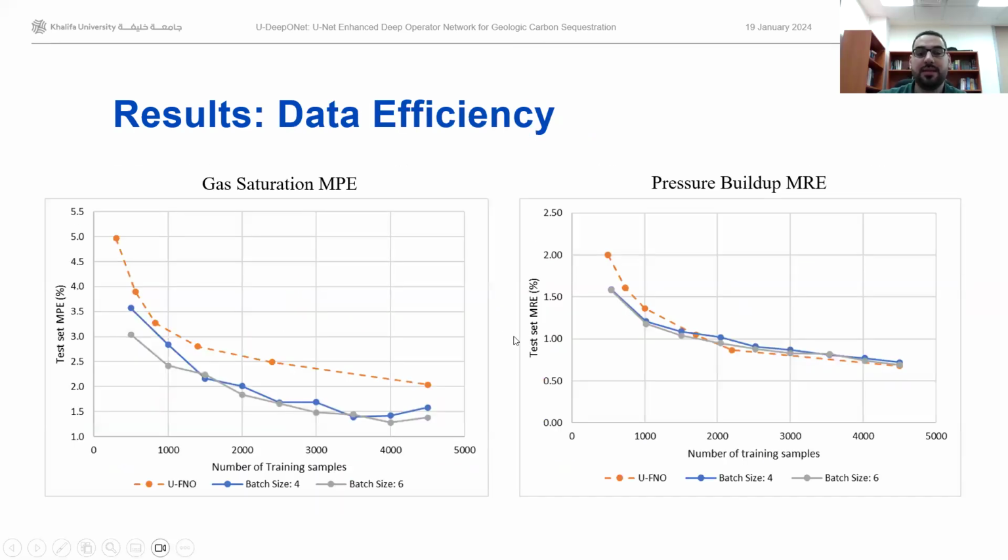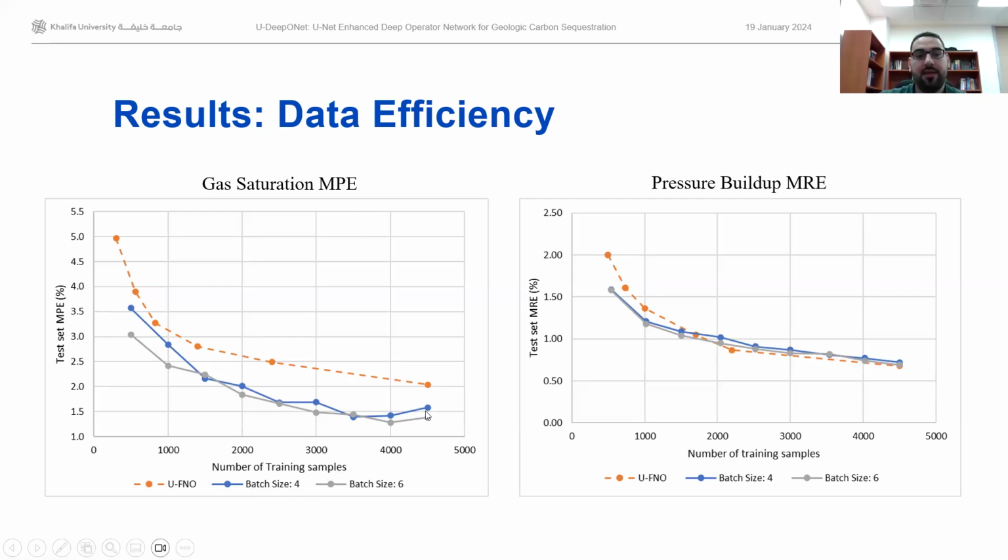Now we want to examine the data efficiency of the UFNO versus the U-DeepONet, which we just introduced. For the gas saturation, we here have the mean plume error and the number of training samples. We vary the number of training samples and measure the mean plume error on the testing dataset. We subsample the training dataset randomly, varying between the maximum of 4,500 down to only 500 realizations included in the training. We also vary the batch size to see how it affects the accuracy.